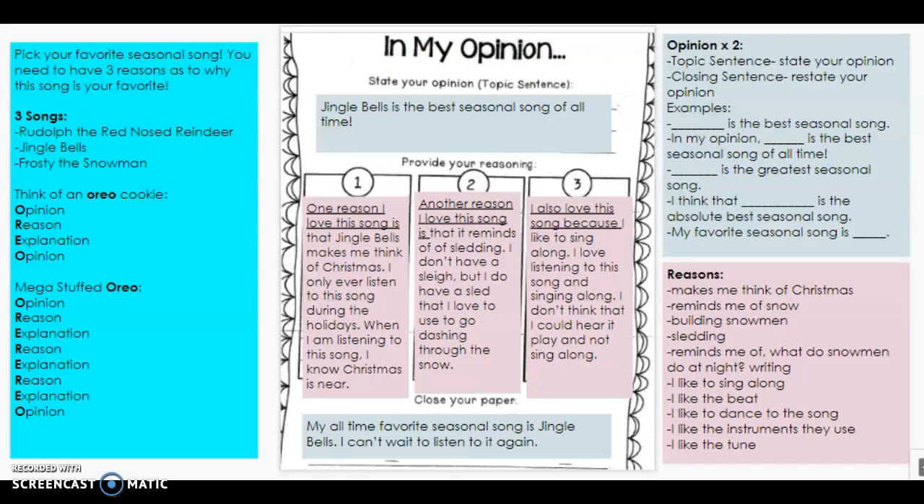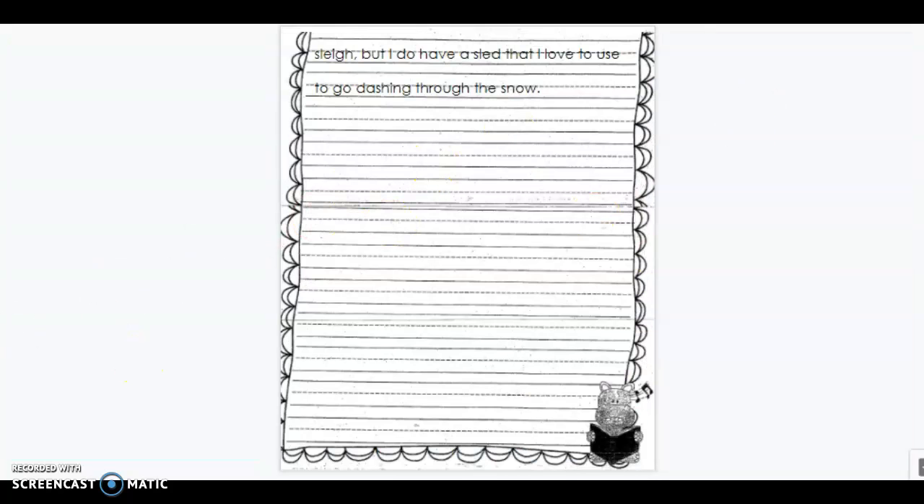So where are we going next? We have to go back to our planning page, and we're in our third box here. So I'm going to write this third box. I'm going to continue writing on the lines here. So my third box, I also love this song because I like to sing along. I love listening to this song and singing along. I don't think that I could hear it play and not sing along. So there's my third box.